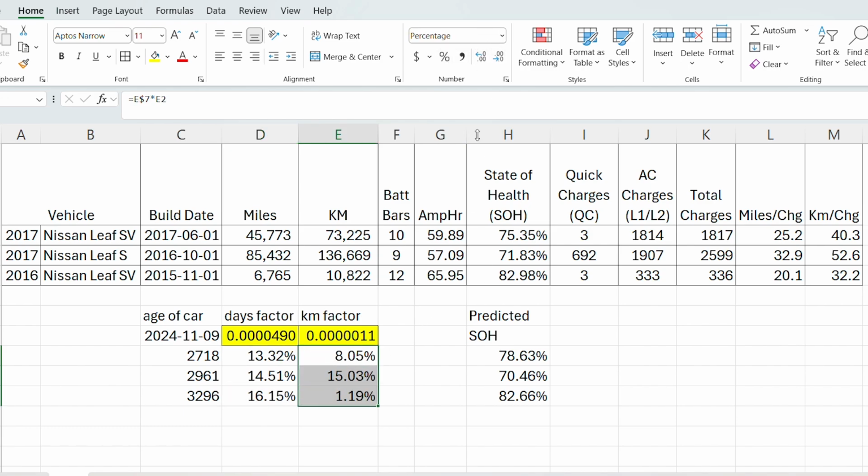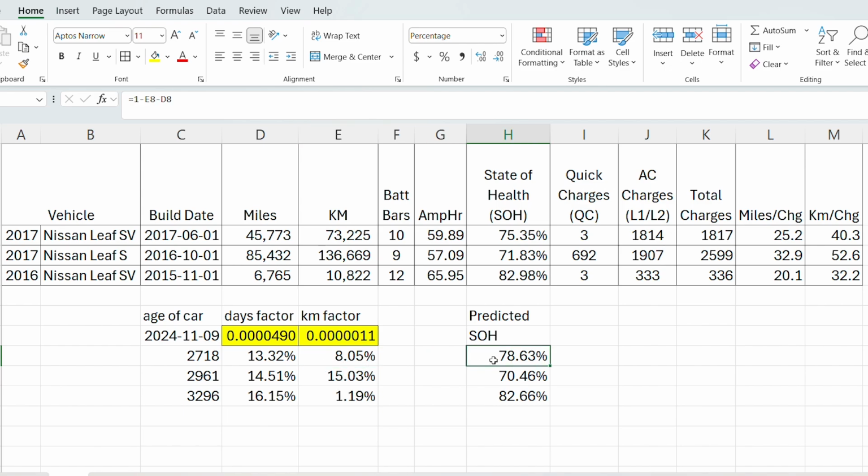There we go, okay. So then the next one is the kilometers factor, and I just use kilometers. I could use miles as well, but either way, I've got this made up number multiplied by the kilometers, and then this is the percentage I figure is lost in the state of health.